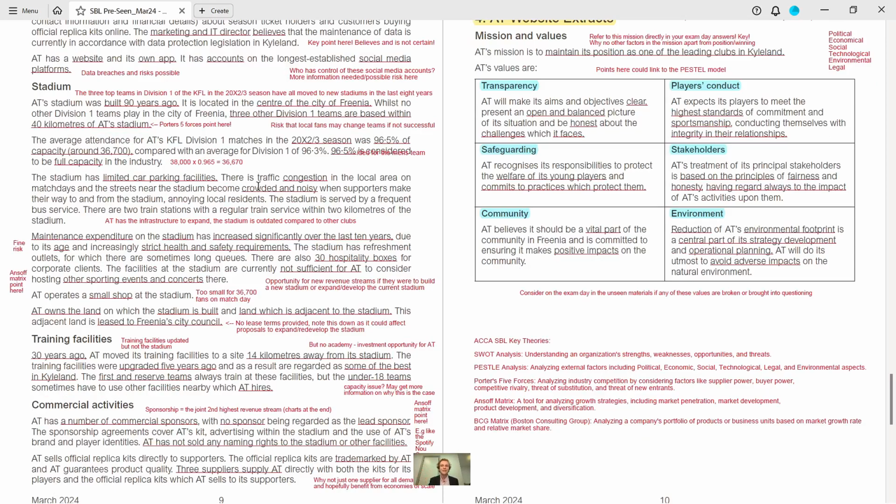We'll get onto the stadium, the values, and the final diagrams in part 5.